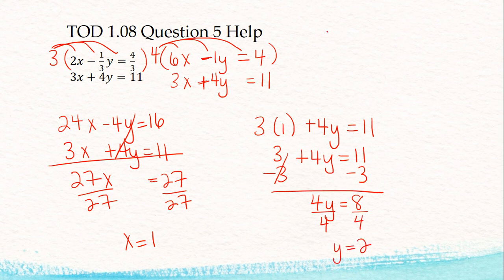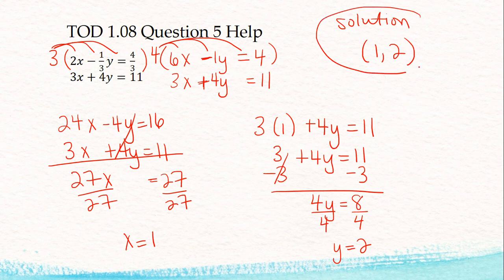X is 1, y is 2. We always write our solution as an ordered pair. So (1, 2) would be our answer.